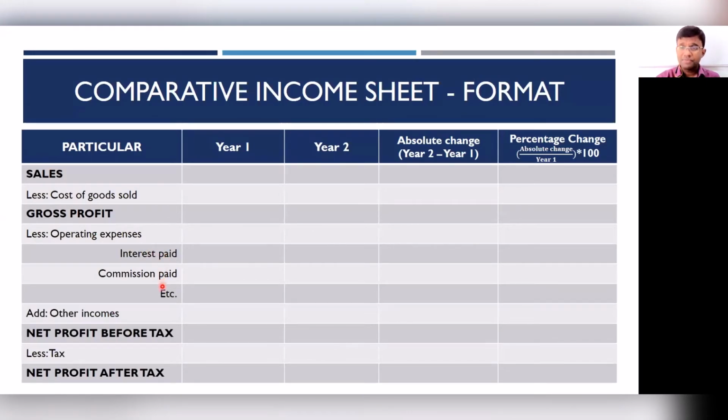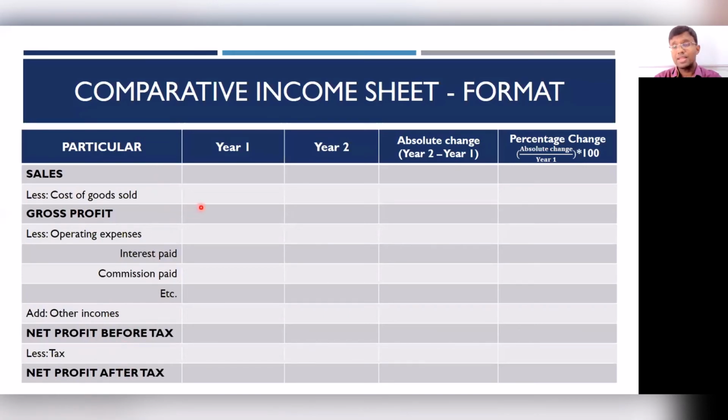Some examples are given here. Then to this, you will have to add all your other income, that is, income from other sources. When you add income from other sources, you will come to know your net profit before tax. From the net profit before tax, if you subtract your tax, you will get the net profit after tax. So this is how we go about the preparation of the comparative income statement.